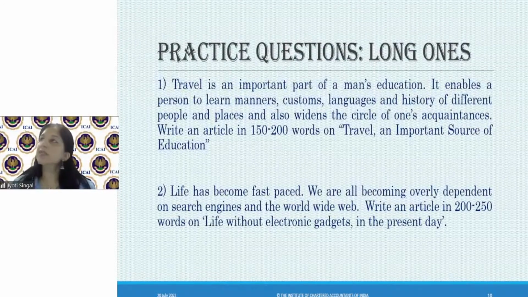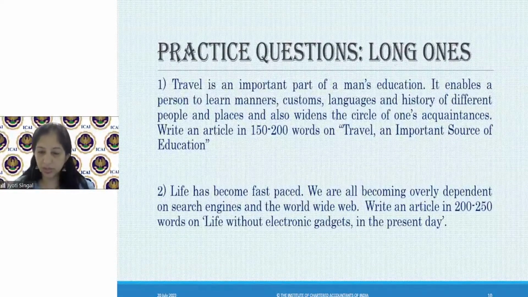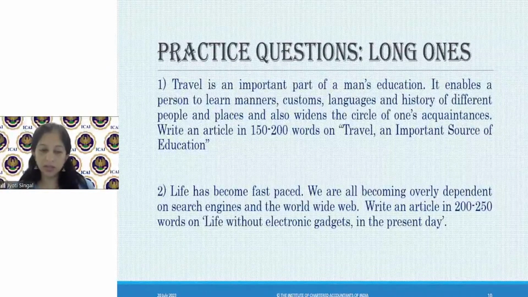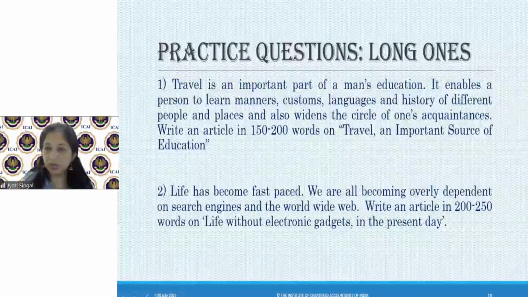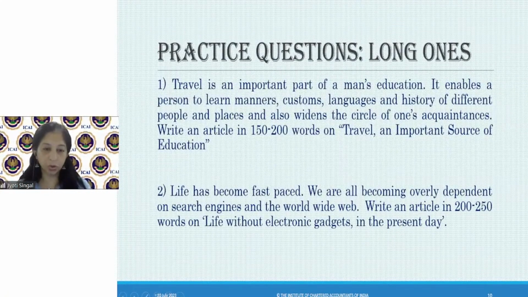The first one is travel is an important part of man's education. It enables a person to learn manners, customs, languages, and history of a particular place and about people. It widens the circle of one's acquaintance. Write an article which is 150 to 200 words on travel, an important source of education. Okay, this is one topic.